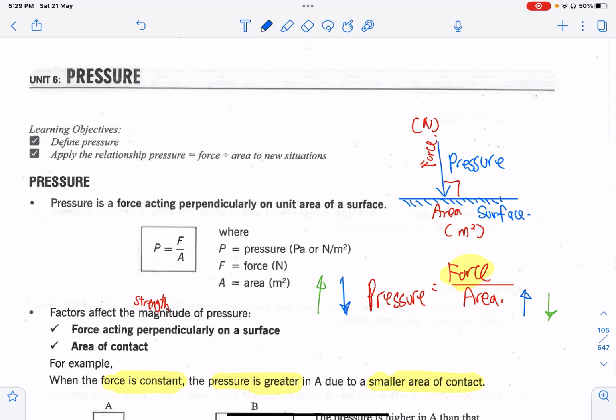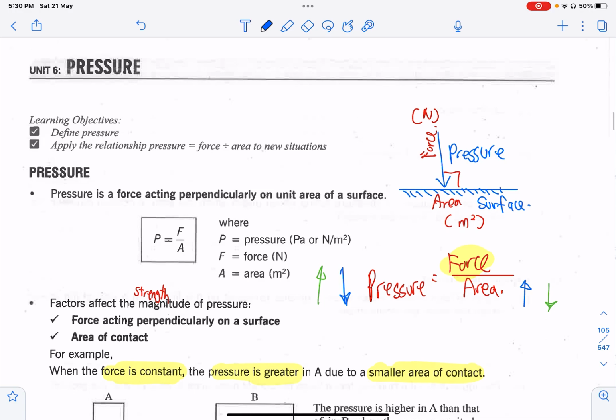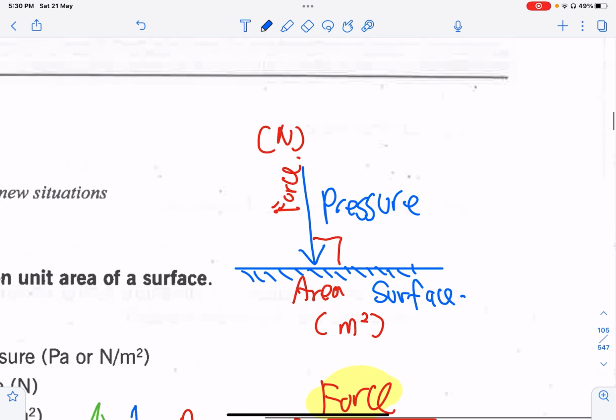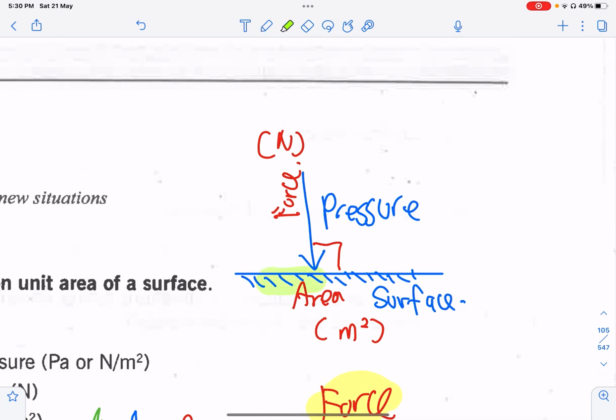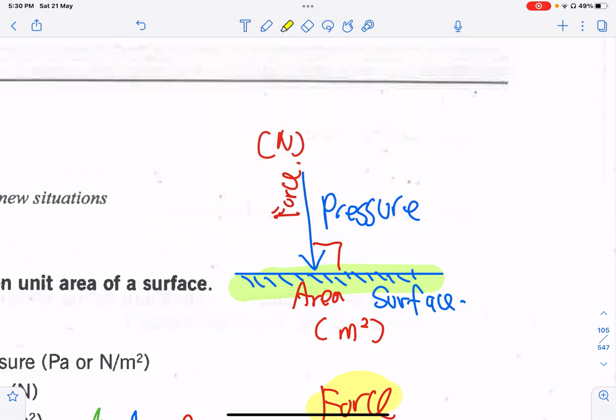Hi, today we'll be going through pressure. Basically, pressure is a force acting perpendicularly on a unit area of surface area. In other words, let's say you have a particular area of surface, which is highlighted in green. The pressure is the force that has to act perpendicularly onto the area highlighted in yellow.